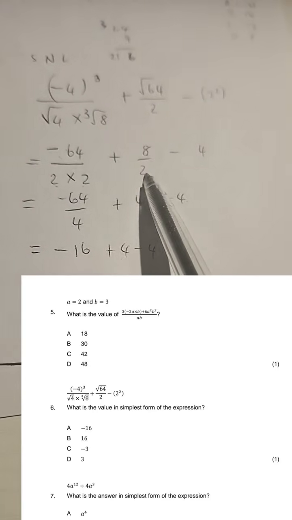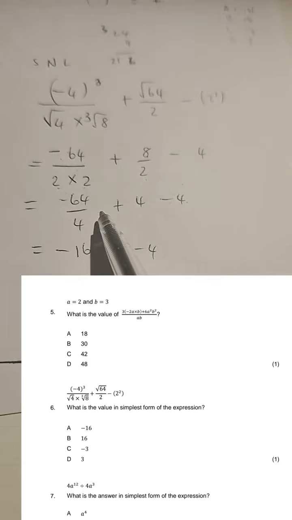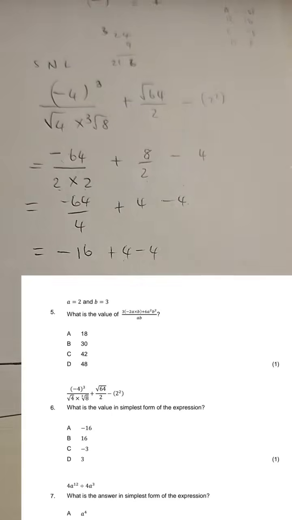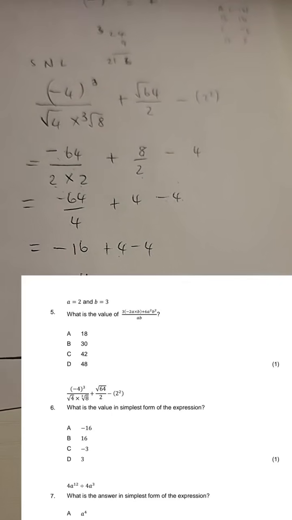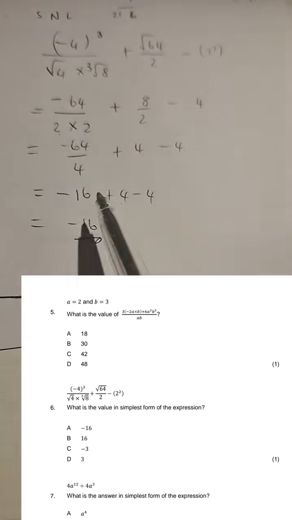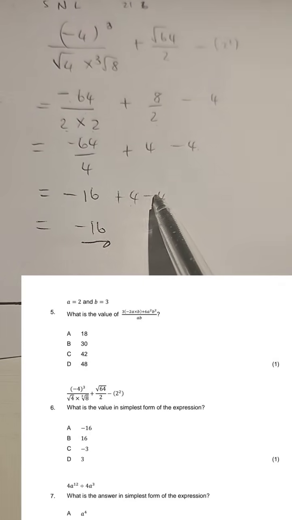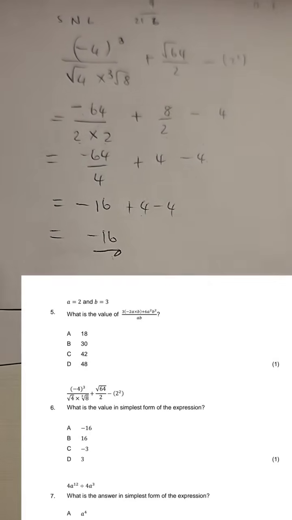Why can I do this division alone and this division alone? It's because they are separated by a plus and a minus sign, and we know that a plus and a minus sign separates our terms. Then you get negative 16 plus 4 minus 4. 4 minus 4 is 0. You get an answer of negative 16.